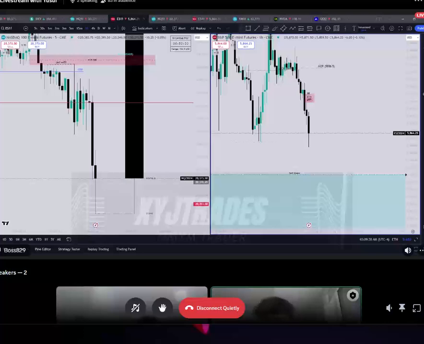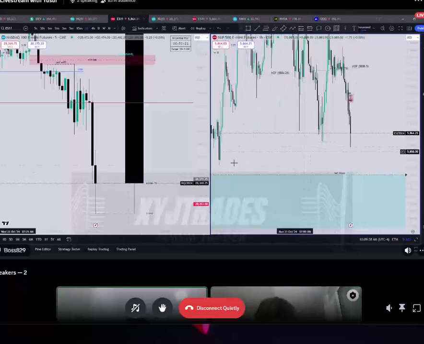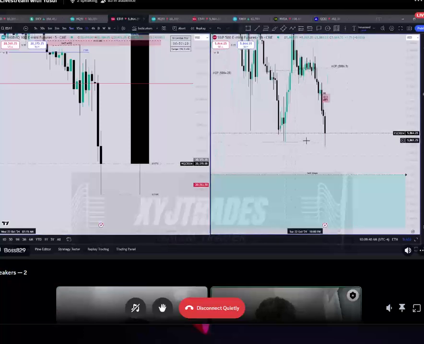I'm switching back to ES. I took my Nasdaq profits. In my opinion, ES hits that higher time frame draw today. It's a better draw, but Nasdaq was more bearish into that low.